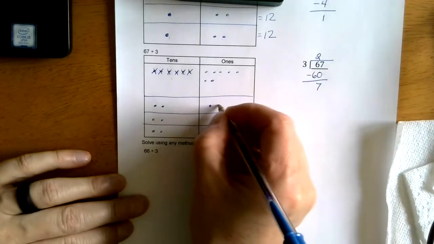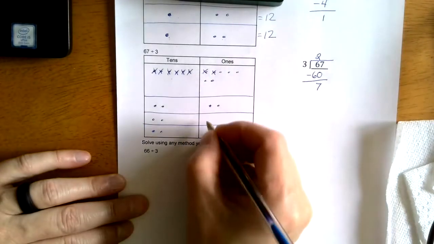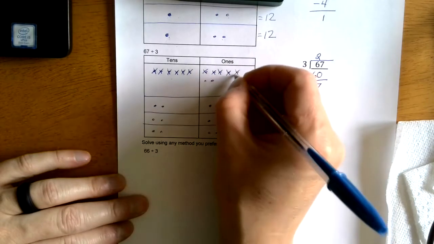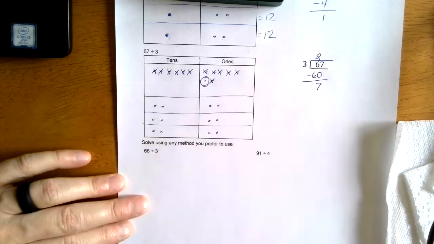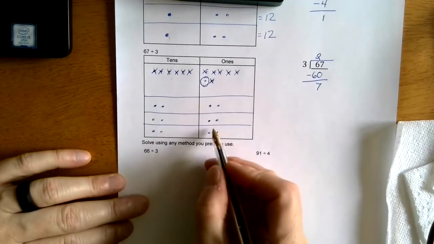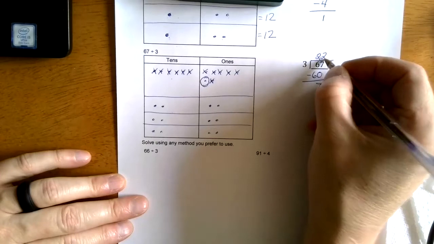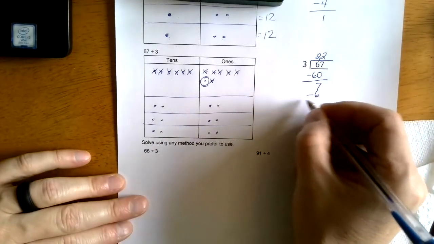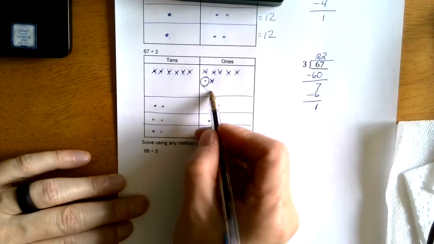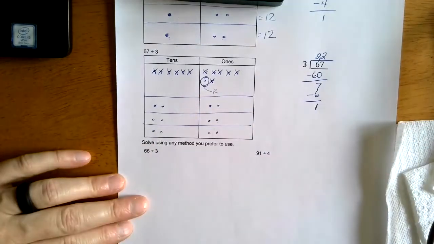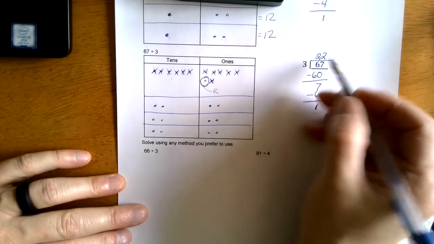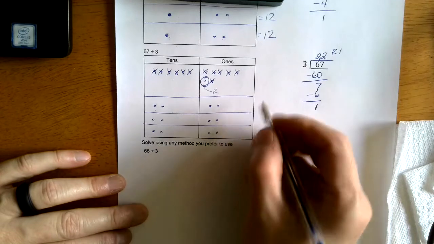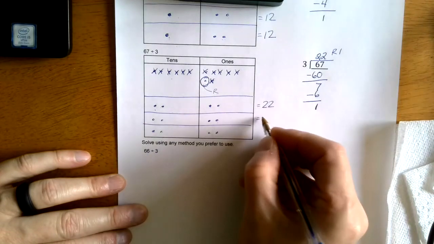Well, I think I can do 2 1s in each group. Ooh, and I have 1 left over. So how many 1s are in each group? 2. How many 1s are all together? 2, 4, 6. Subtract 6, and I have a remainder of 1, and that's my remainder, right? So it says 22 with a remainder of 1. 2 10s, 2 1s equals 22.